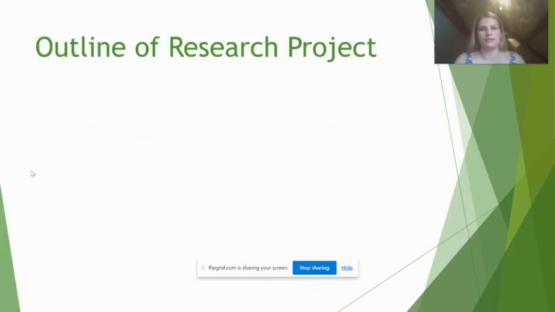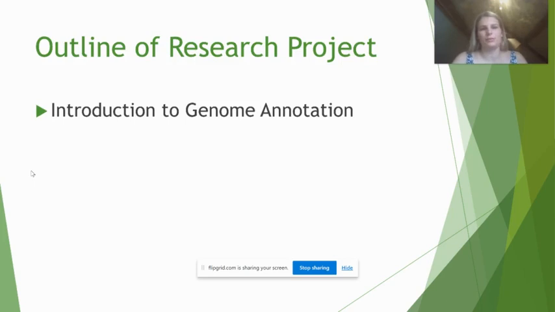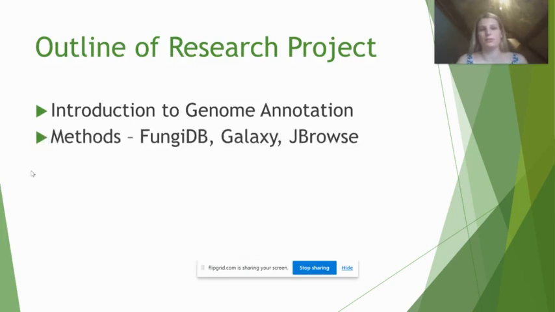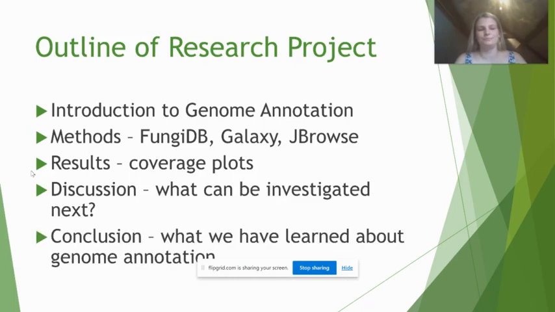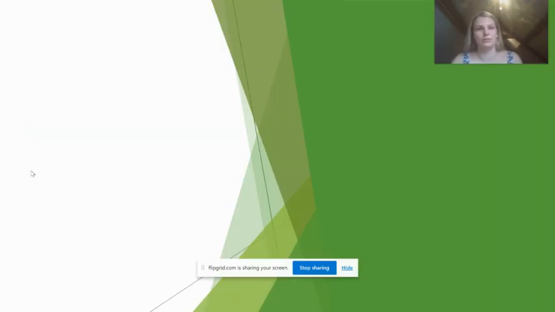So, an outline of my research project. First of all, I'll be going through the introduction to genome annotation. Next, I'll be going through my methods, which use FungiDB, Galaxy, and JBrowse, which are all the websites that I used. For results, I'll be looking at coverage plots, which I made in JBrowse. In the discussion, I'll be overlaying what I found in the results and what can be investigated next. And the conclusion is what we have learned about genome annotation.